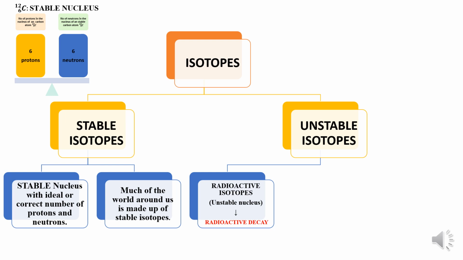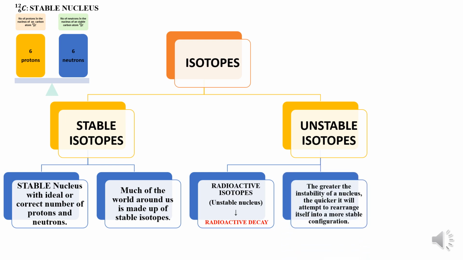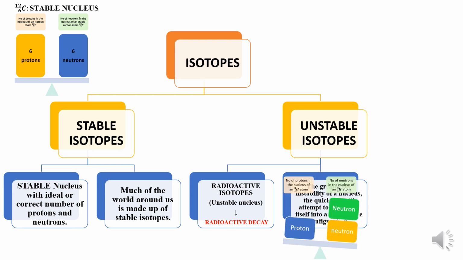And what about the unstable isotopes? Now, unstable isotopes have an unstable nucleus. So these isotopes are unstable in nature because of their unstable nucleus. And why is the nucleus unstable? Because of unequal amounts of protons and neutrons. So there is no balance between the number of protons and neutrons. So the greater the instability of the nucleus, the quicker it will attempt to rearrange itself into a more stable configuration.